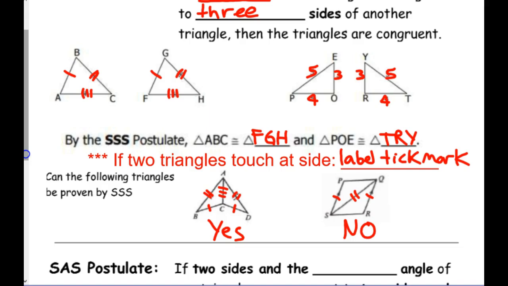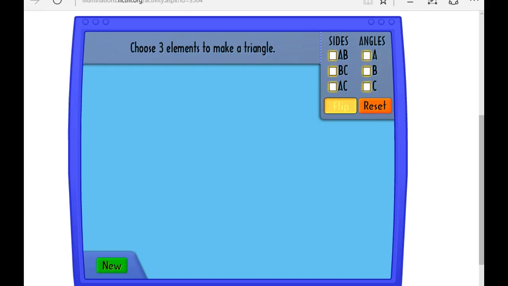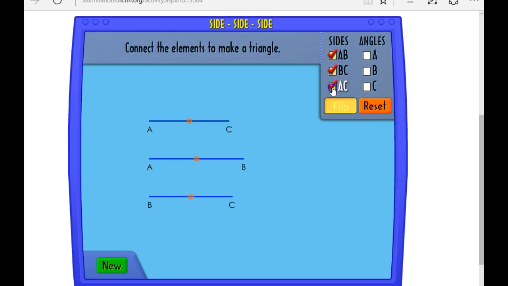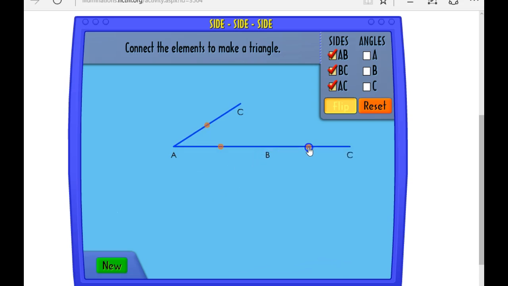Okay? So that's SSS. Alright? Now, let me show you that on this interactive thing. Okay? So, got this website where I'm going to show you that this works. So I'm going to pick 3 sides. Sounds like we're at HEB. Alright? I'm going to use these 3 sides to make a triangle. I'm going to line all my vertices up.